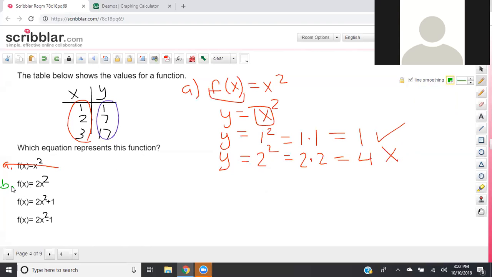So now we try it again, but with answer choice B. And instead of writing f of x, I'm going to just switch it to y right now. So this time we have 2x squared. The number 2 is next to the letter x. What math operation is in between? Is it 2 plus x, 2 minus, 2 times, 2 divide? 2 times. 2 times, yep. So 2 times the x squared.